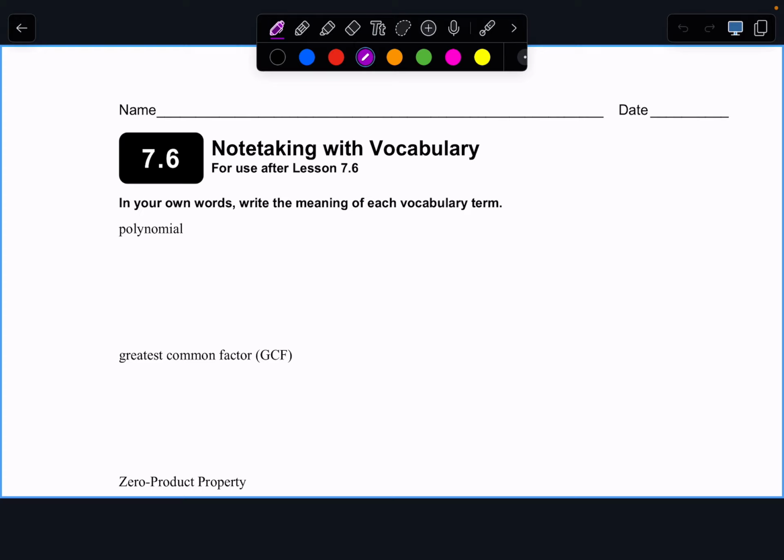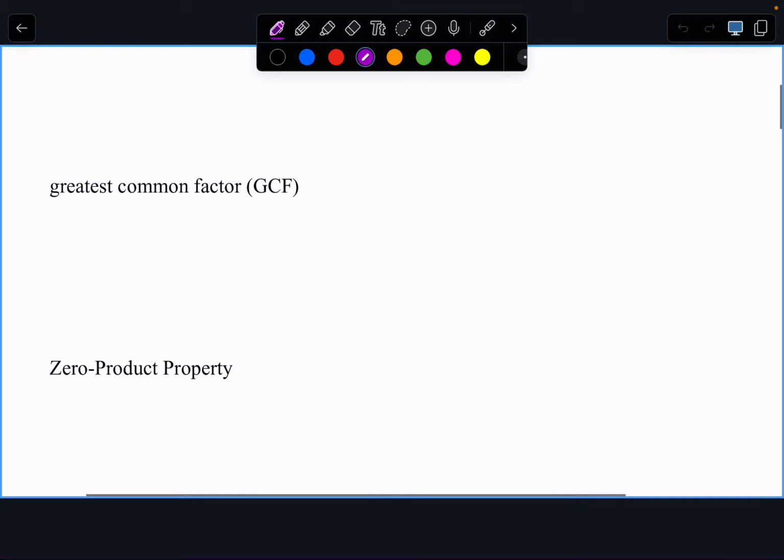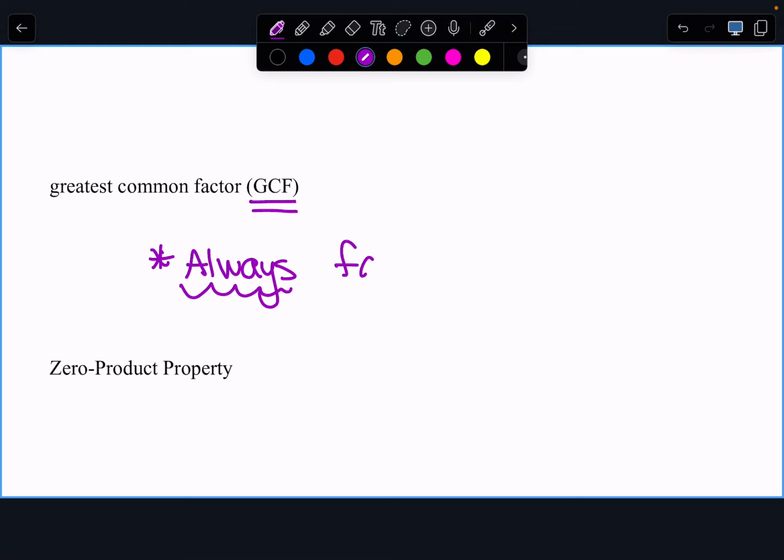Okay, so we've already worked with a GCF, and what I need you to write down is now that we are getting into more than one way of factoring, I need you to always factor out the GCF first if there is one. If you look at your trinomial and you say, there's a GCF, I need you to factor it out and then look at the rest.